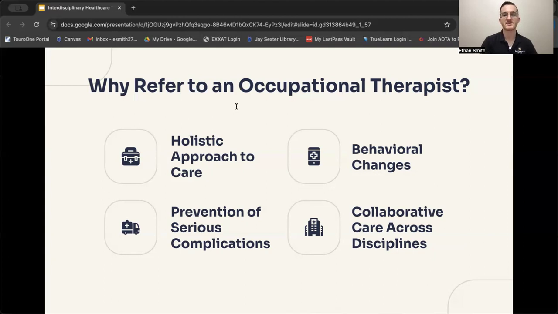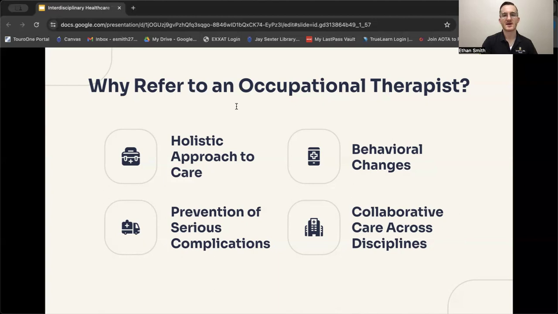Through this, we are able to support patients in making and sustaining behavioral changes related to diet, exercise, medication adherence, and self-care by employing motivational strategies, goal-setting techniques, and behavior modification approaches. All of this is in an effort to prevent serious diabetes-related complications by promoting healthy lifestyle behaviors, optimizing glucose control, and addressing risk factors such as poor nutrition, sedentary behavior, and inadequate self-care practices.